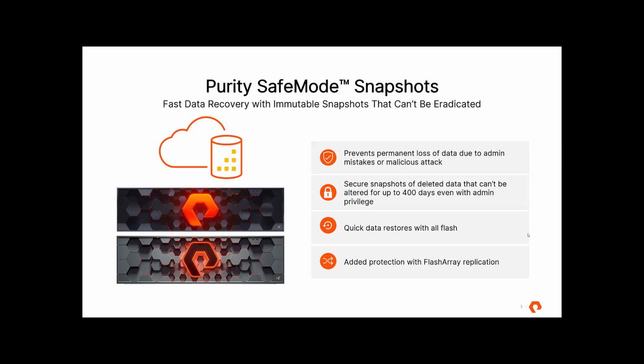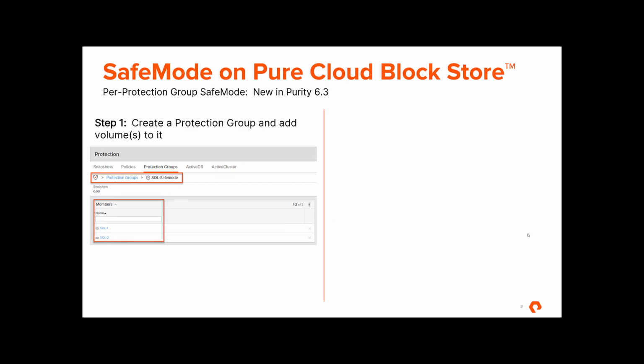So Purity Safe Mode snapshots, for those who are not aware, is some of the best protection in the industry against ransomware. It's basically immutable snapshots that a bad actor is unable to eradicate. Once this is turned on, the only way to turn it off is actually through Pure Storage support.